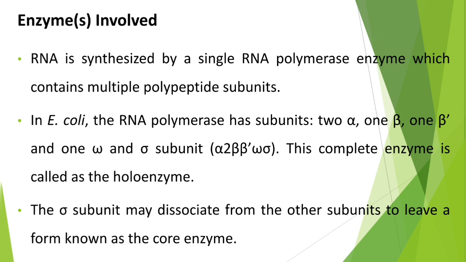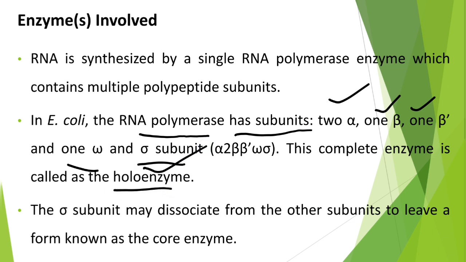In case of prokaryotes, the whole mRNA will be synthesized by a single RNA polymerase enzyme which contains multiple polypeptide subunits. In Escherichia coli, the RNA polymerase has the following subunits: 2 alpha, 1 beta, 1 beta dash, 1 omega and 1 sigma subunit, and all these together constitute the holoenzyme. The sigma subunit may dissociate from the other subunits after initiation, and the rest of the subunits together are called the core enzyme. Core enzyme along with the sigma factor is known as the holoenzyme.